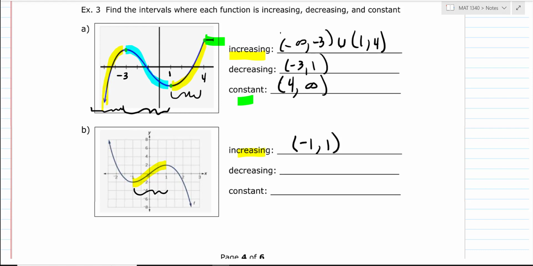Decreasing, I'll highlight those in blue. So how do you think you're going to name decreasing? Negative infinity? -1. Good. So that's your decreasing: negative infinity until you get to -1.